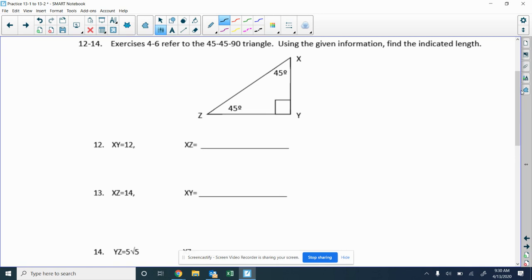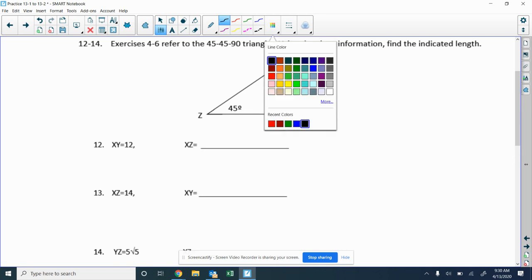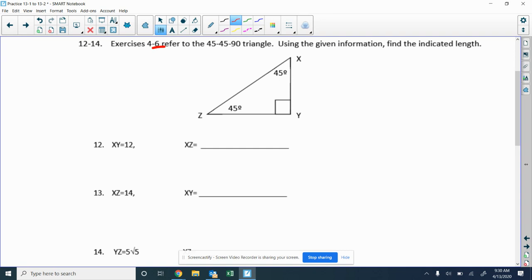All right, so the ratios of this triangle are a little different, of course, and they are x, x, and x square roots of 2. So my first problem is telling you that x to y is 12. So if x to y is 12, that means y to z is 12, but x to z is just going to be 12 square roots of 2.